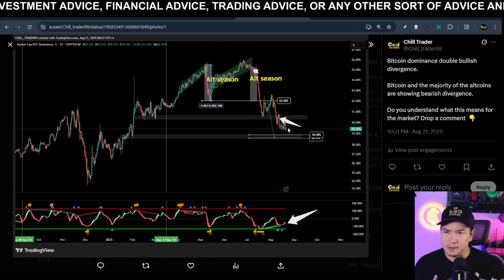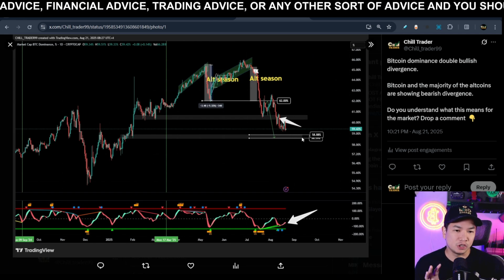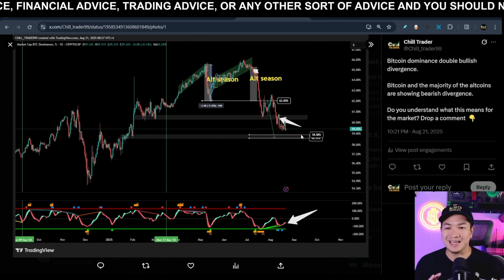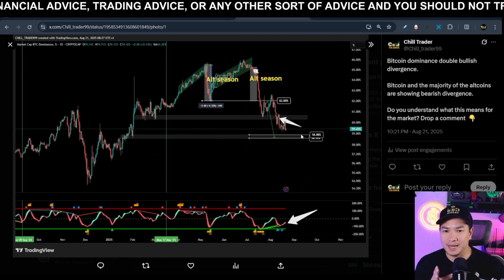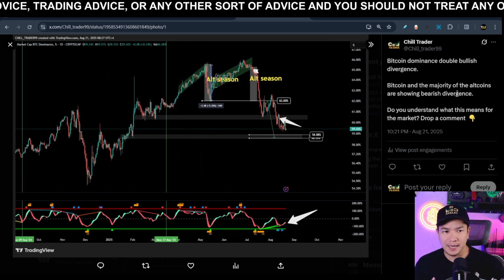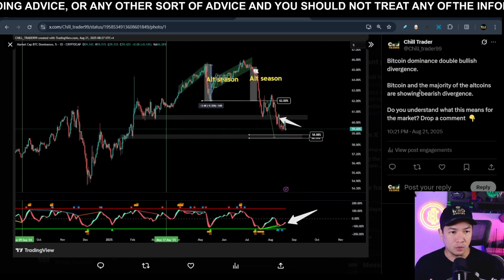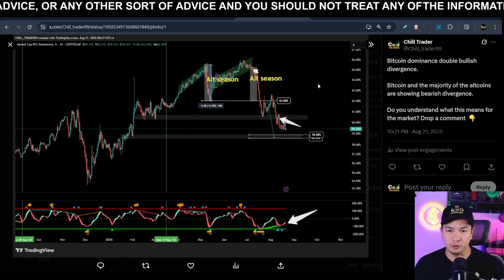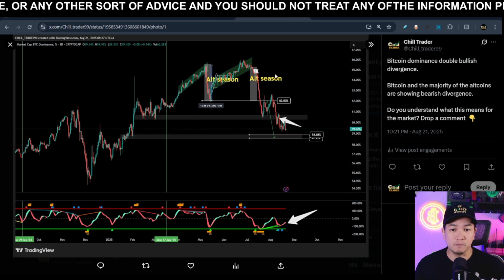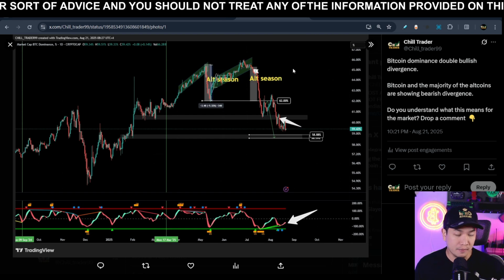And Bitcoin dominance is hovering near my predicted support at around 58.8%. Now, if Bitcoin dominance goes up and Bitcoin and the majority of the altcoins are showing bearish divergence, then this could probably play out in the coming months, guys, or in the coming weeks.